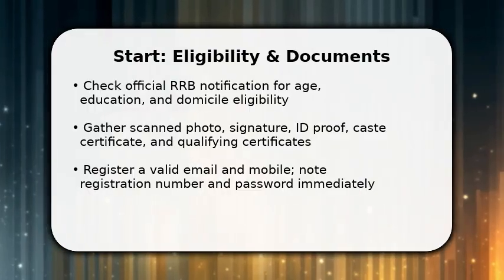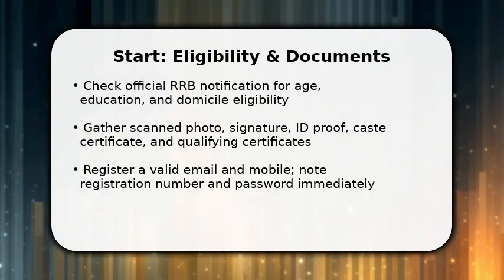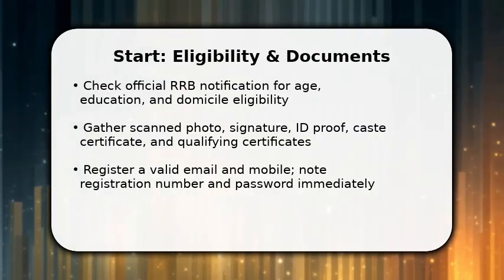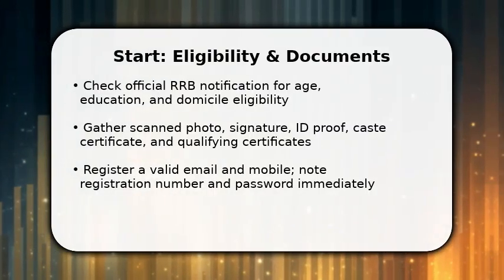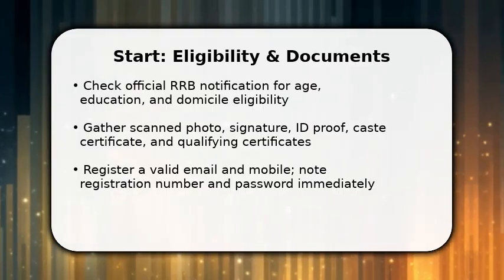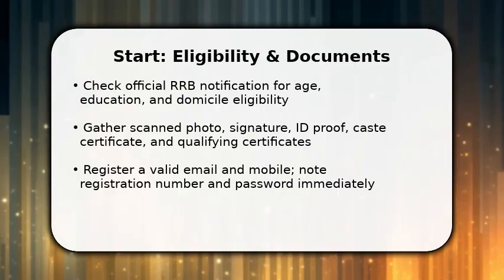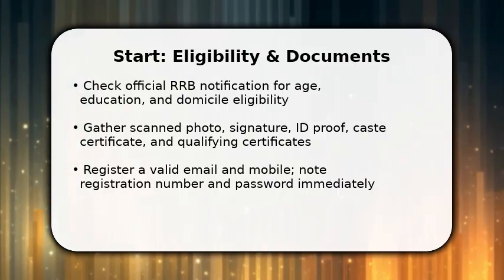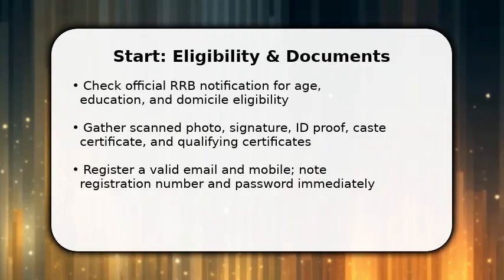You begin by confirming eligibility against the RRB notification. This saves time and prevents rejection. Next, assemble digital documents: passport-size photo, signature, ID, and educational certificates, scanned per specified dimensions and file size.